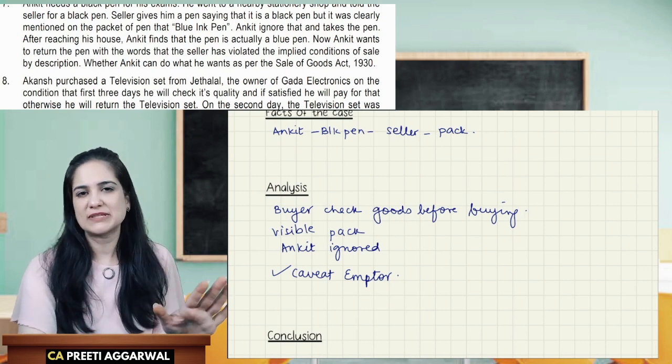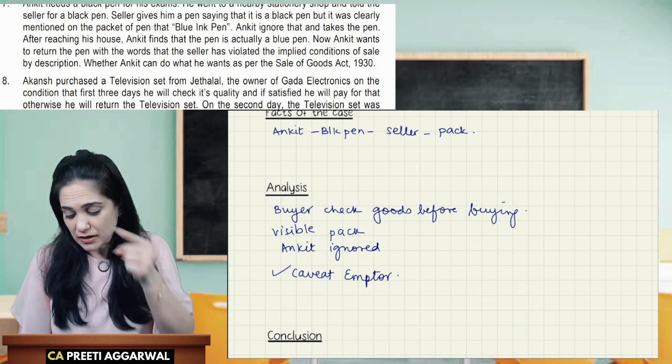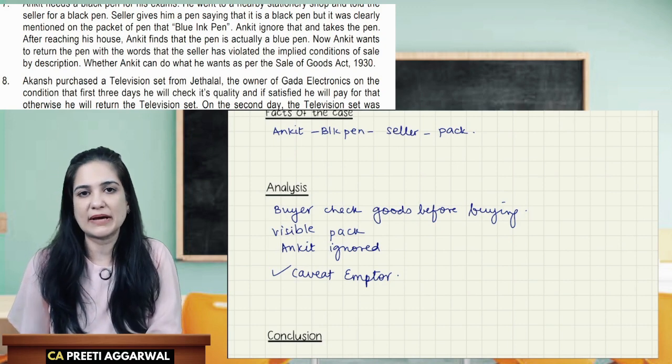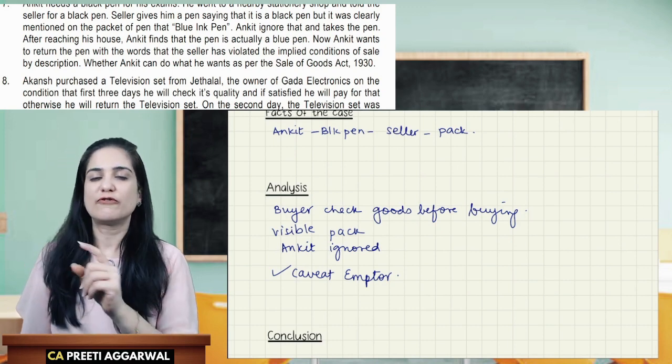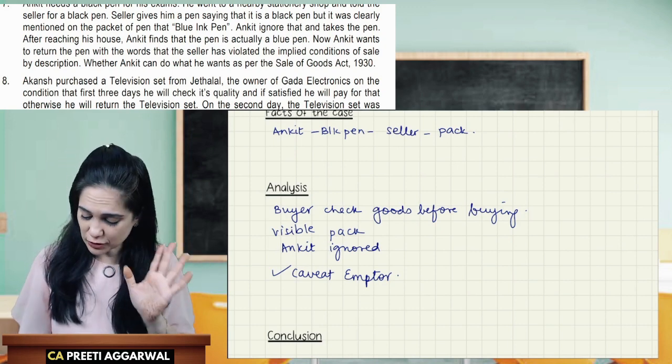You cannot blame the seller. It was already mentioned on the pack. Ankit ignored it. The rule of caveat emptor applies. He will have to blame himself for his wrong or bad selection. So what will we write in the conclusion?